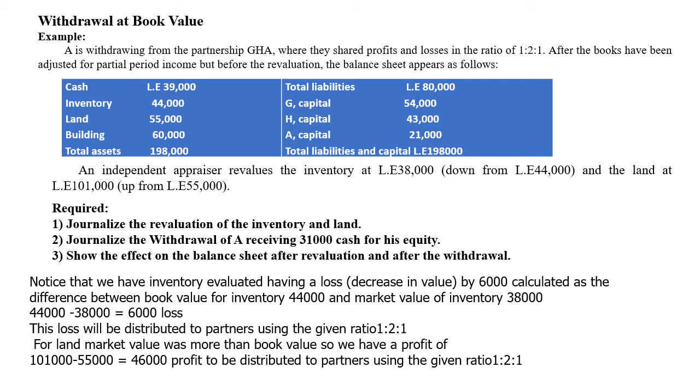It's not 38,000, it's 46,000 profit. The value of the land used to be 55 and it's reevaluated at 101. So we are having a difference of 46,000 profit from the land to be distributed between the partners using a ratio of 1 to 2 to 1.